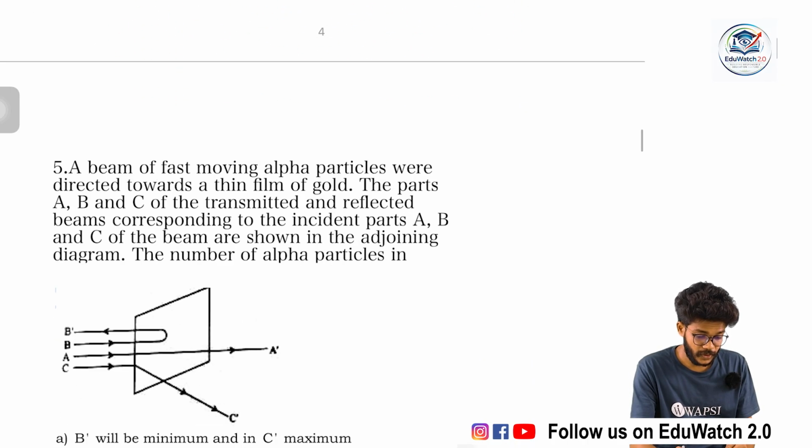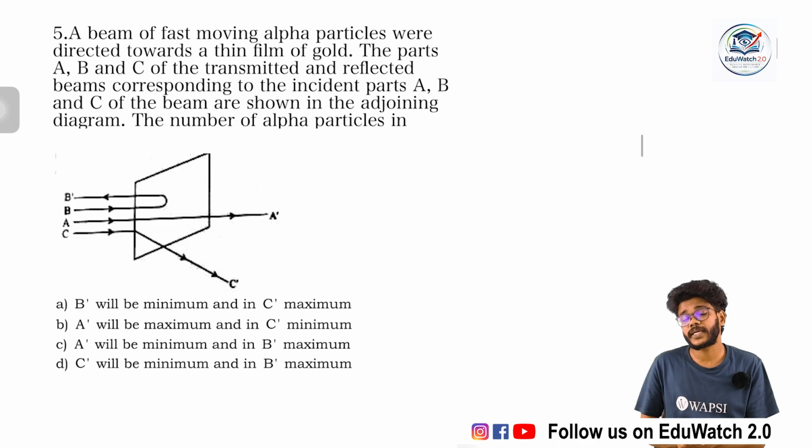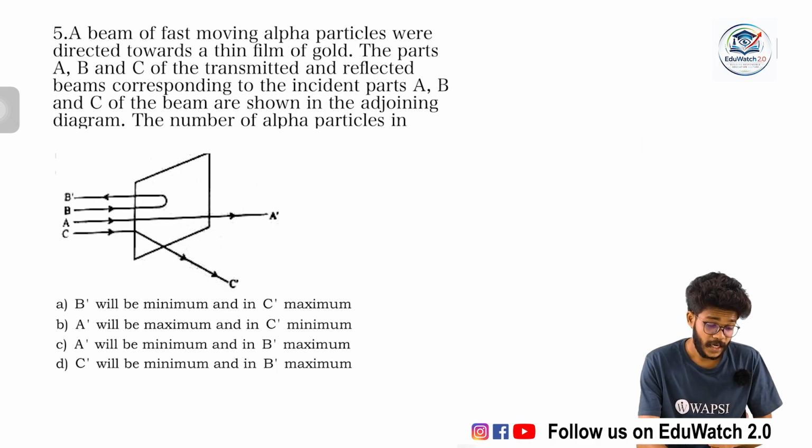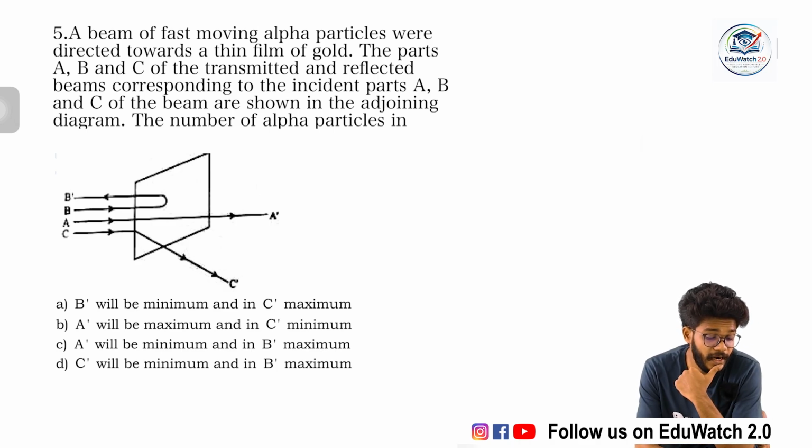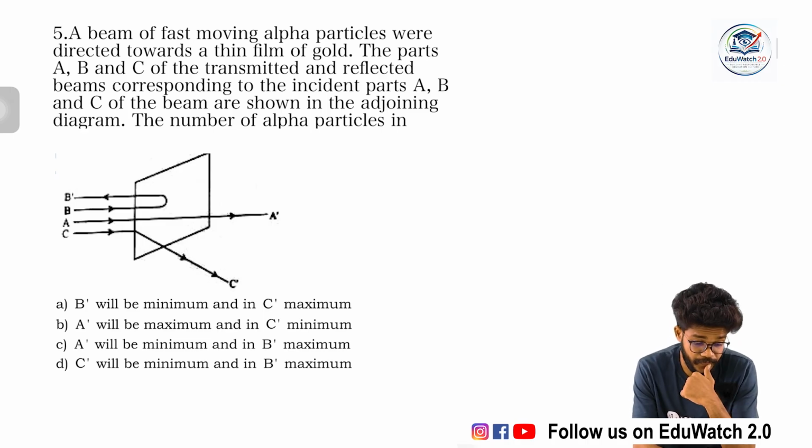So we can move to the fifth question. The fifth question is related to an experiment. A beam of fast moving alpha particles were directed towards a thin film of gold. The parts A, B and C of the transmitted and reflected beams corresponding to the incident parts A, B and C of the beam are shown in the figure. So this is related to the Rutherford scattering experiment.